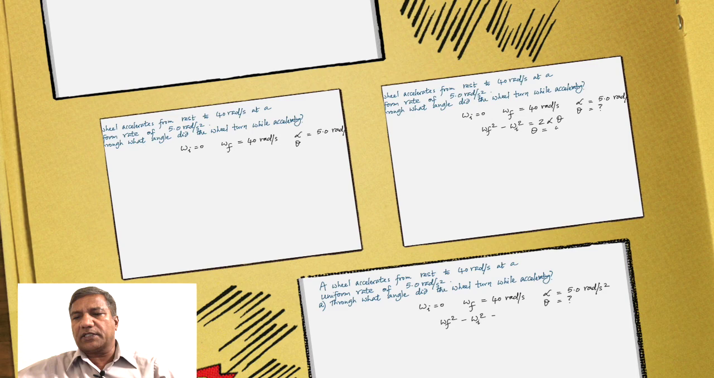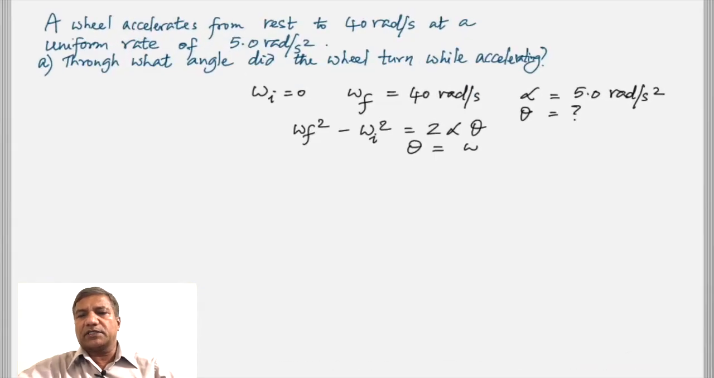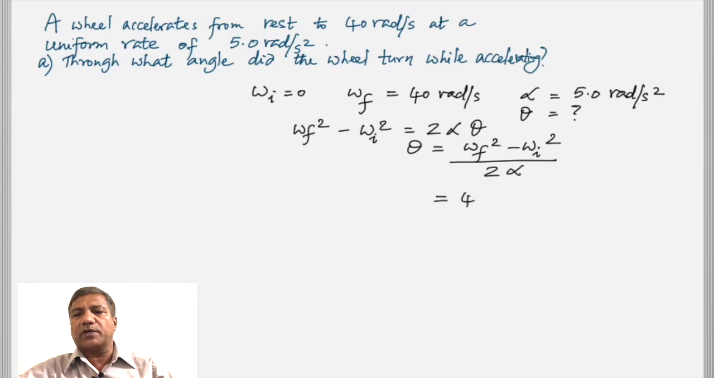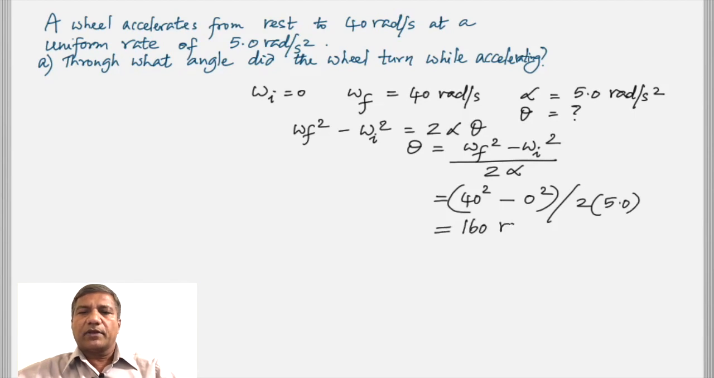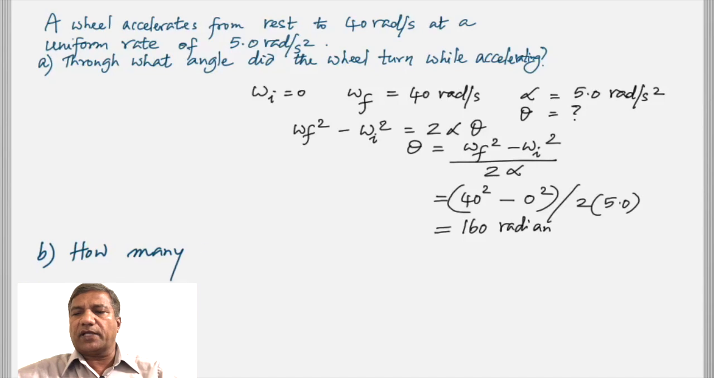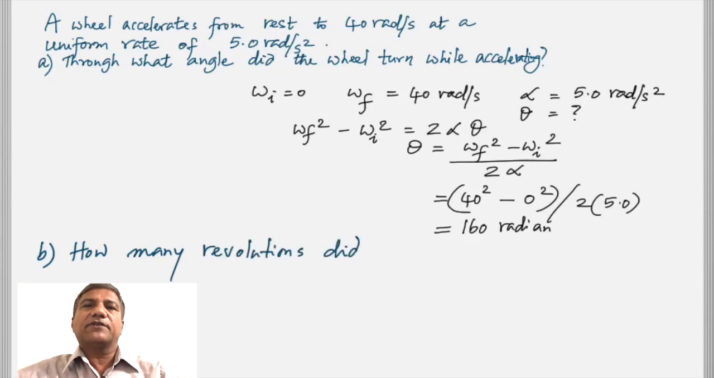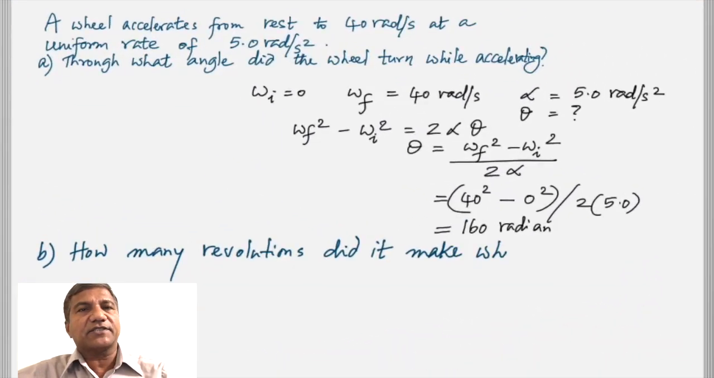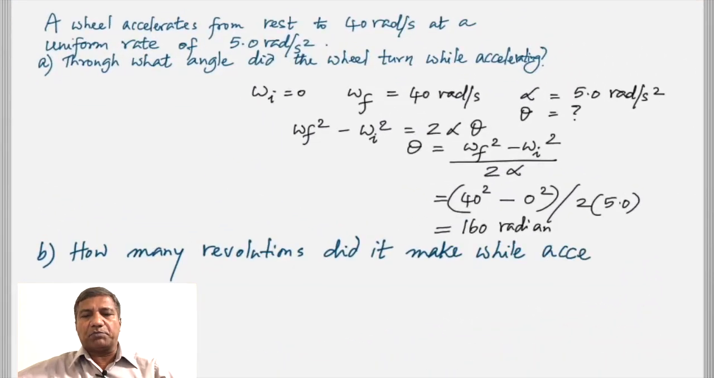And the formula that connects these quantities is omega f squared minus omega i squared is 2 alpha theta. Rearrange that equation to make theta the subject, and we would get this, and substitute the values and calculate the value of theta. We're going to get the value of theta in radians. In this case, the answer is 160 radians. So that's the B part.